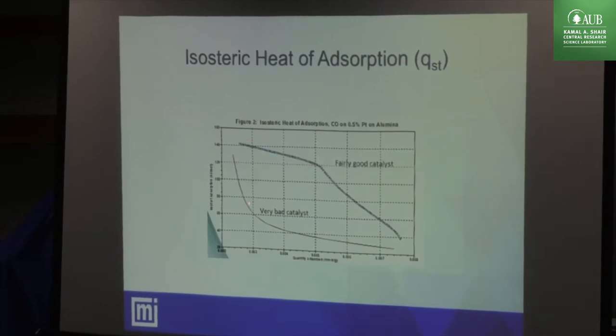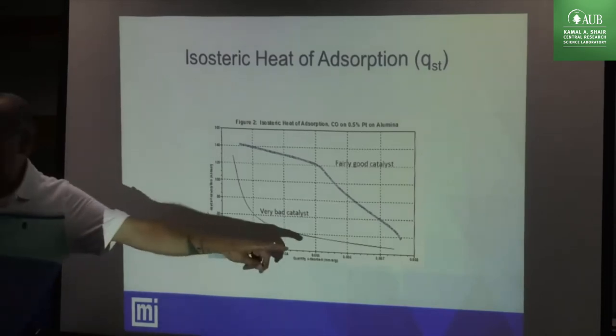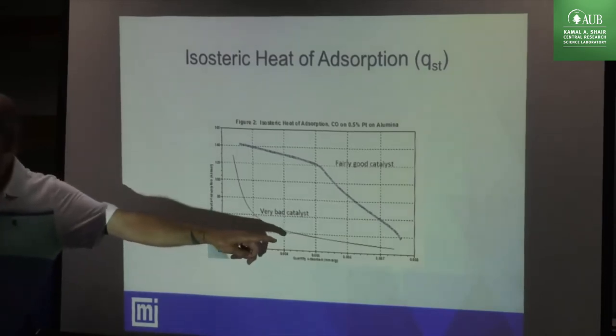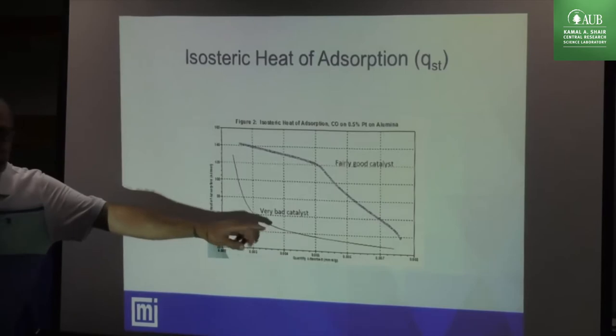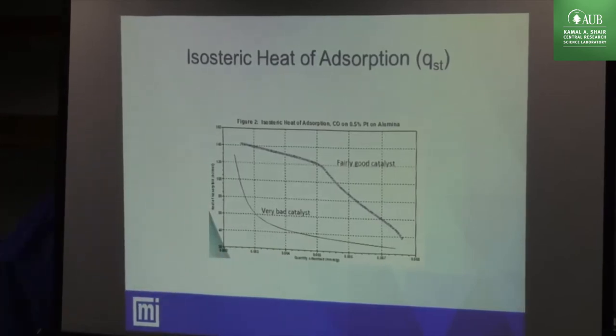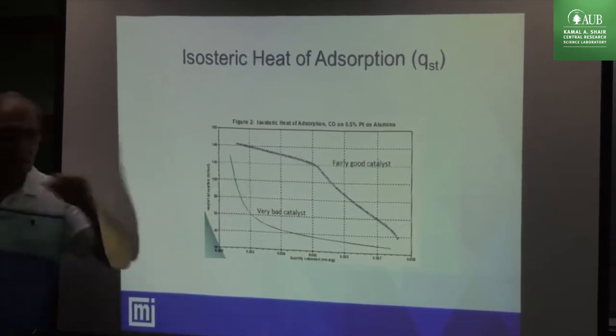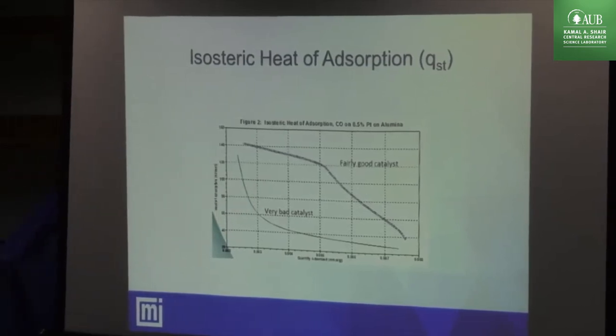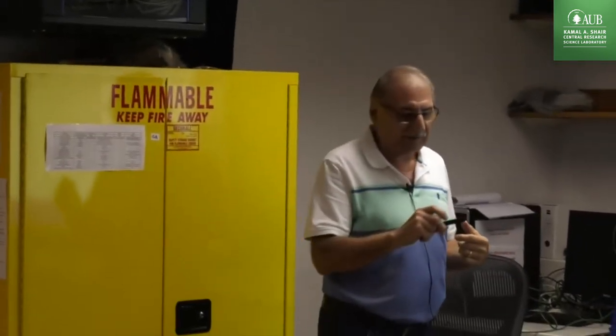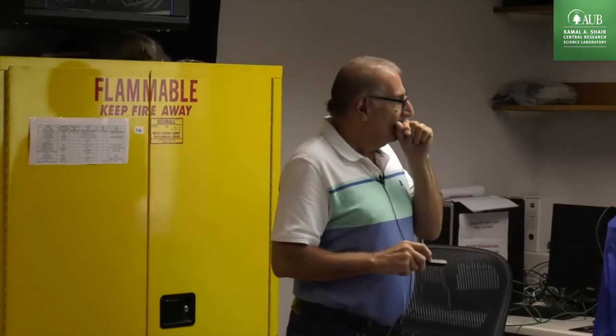This is a bad catalyst. You start at the beginning with a very strong acid, the active site. It's going to work for 5 minutes. Why? Because all the active sites, the rest of them, are going to lose their activity when we raise the temperature. So by doing this, you can have a very good idea about the distribution of the active species of the catalyst. This is a very important thing: how are they distributed? The distribution of the active species on the surface of your catalyst.